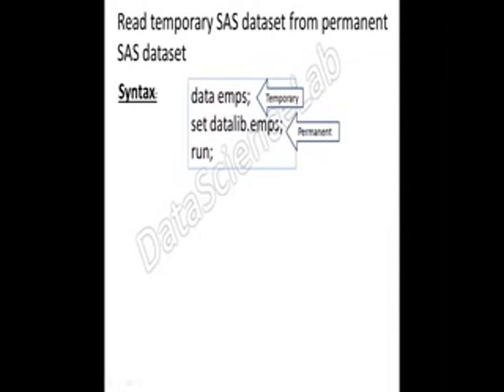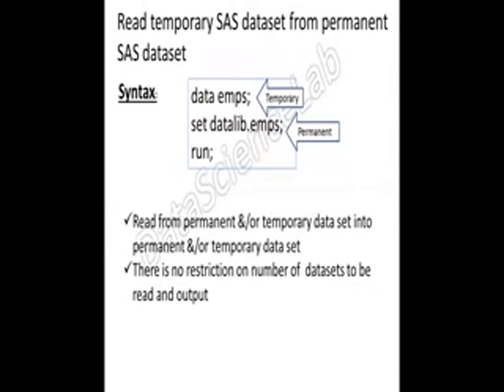The name of the data set is the same here, the only difference is they are coming from different libraries, all right? And if you remember, last time we did something similar, we created air from sashelp.air. You can read from a permanent or temporary data set into a permanent or temporary data set. There is no restriction that you have to always create from permanent to permanent only. You can have any which way. There is also no restriction on the number of data sets that you can read and output. You can create from as many data sets, or create as many data sets. There could be any number of data sets in the data statement as well as any number of data sets in the set statement.